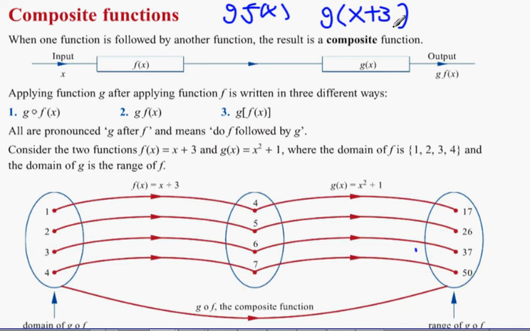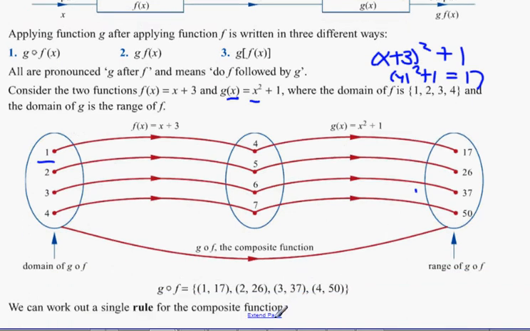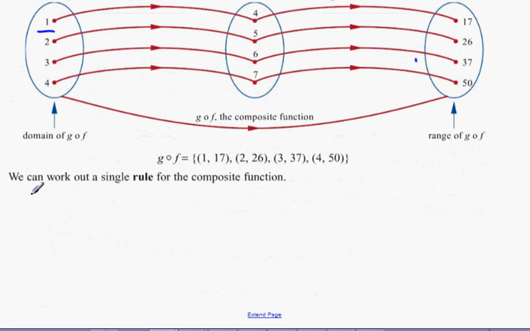Now what I'm going to do is find g of x plus 3. This means whatever's in the box, square it and add on 1. So it's going to be x plus 3 squared plus 1. Now look at this. When x is 1, it's going to be 4 squared plus 1, which is 17. When x equals 4, it's going to be 4 plus 3, 7 squared plus 1, which is 50. That's how you do these, okay? So you can use a single rule to work out what a composite function is.